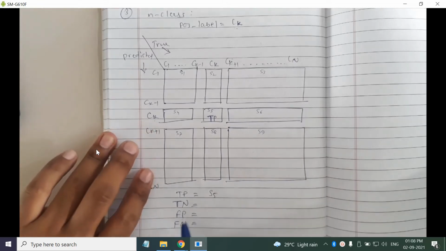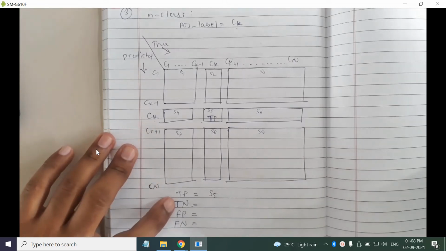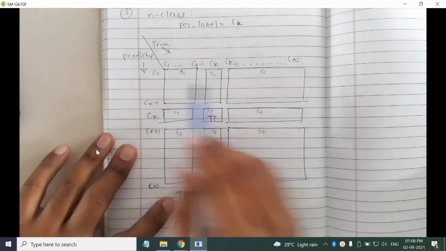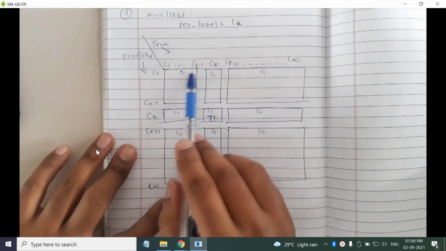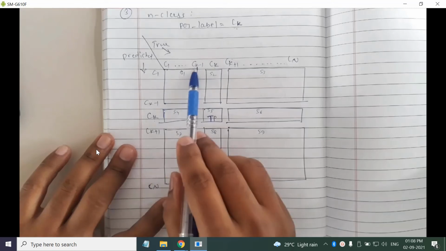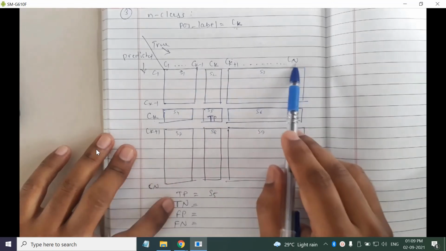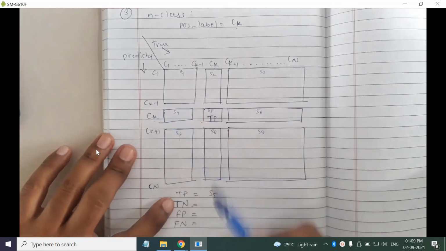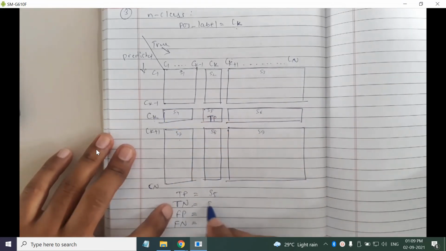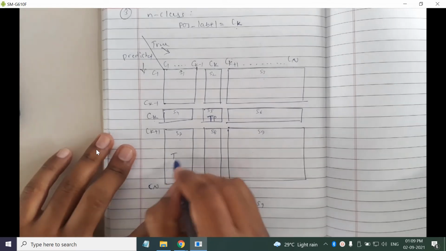Now what about TN? True negative. 1, 3, 7 and 9. Yes, S1, S3, S7 and S9. Their labels are negative. For this case, C1 to Ck minus 1 and Ck plus 1 to Cn are the negative labels, and in the output also we are getting the same. So that would be TN. So S1 plus S3 plus S7 plus S9 are the true negatives.